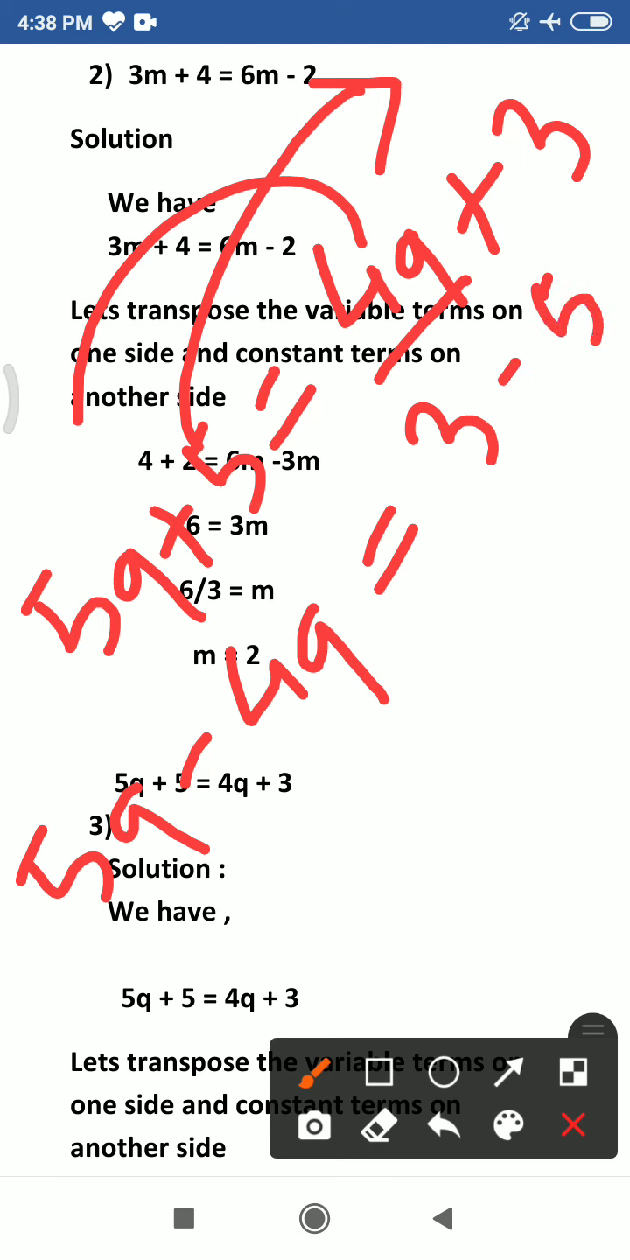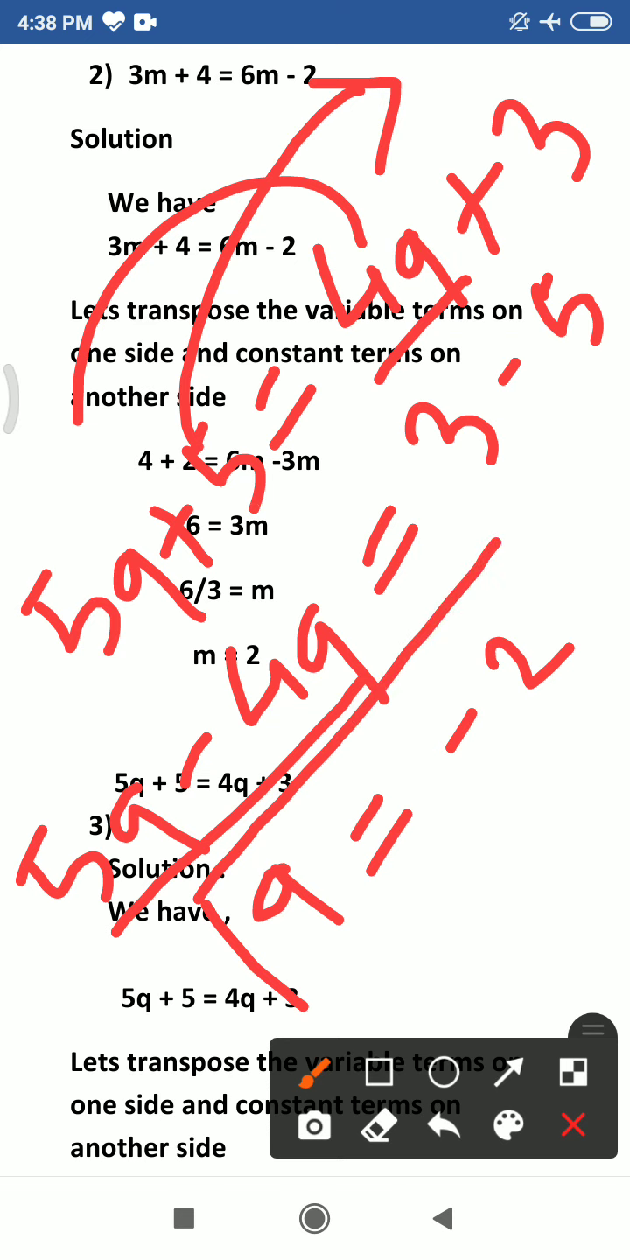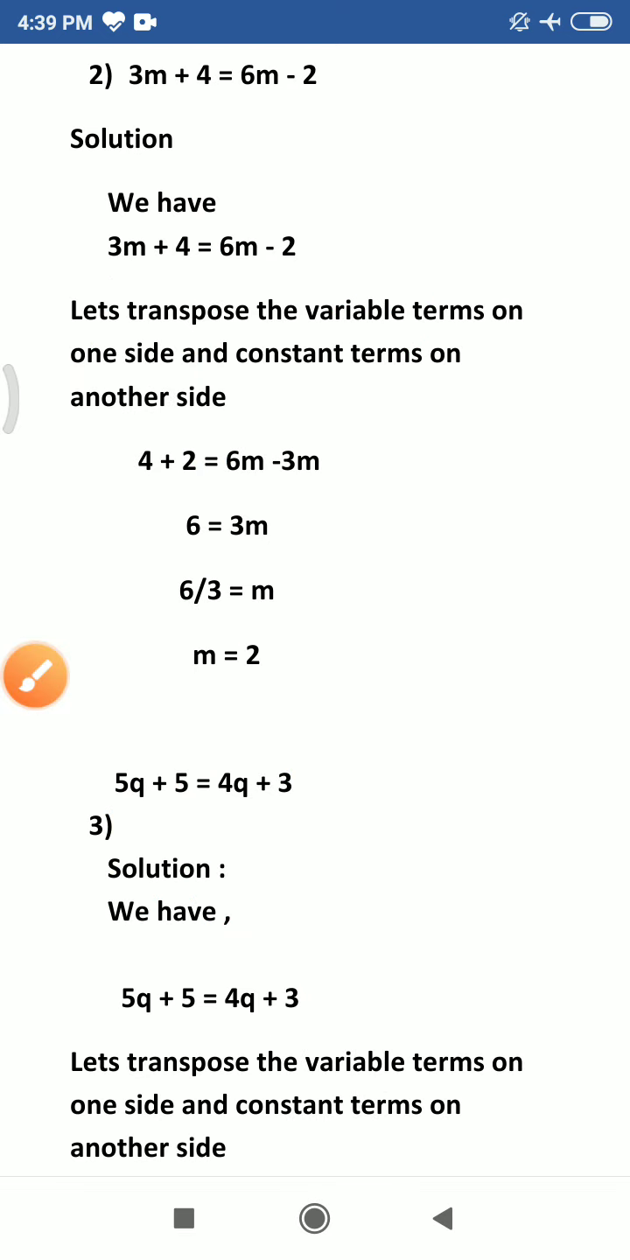So we will solve this. 5q minus 4q equals 1q, that is you can write only q, and this 3 minus 5 we will write as minus 2. So this is the solution of this given equation. Let's come to the next.